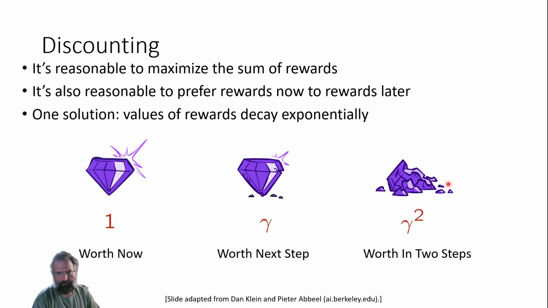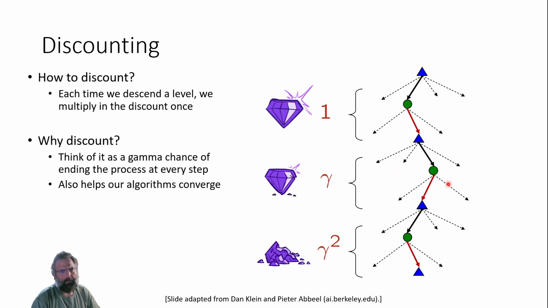Part of this also comes down to the concept that information potentially has value, and that value may also degrade quickly. It comes down to this: the older something is, the less important it likely is. So when we talk about how you discount it, each time we descend a level, we multiply in the discount once. Why are we doing it?